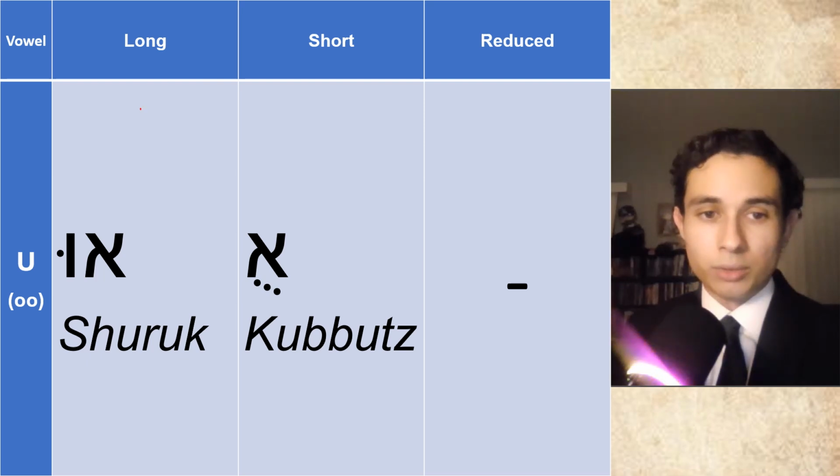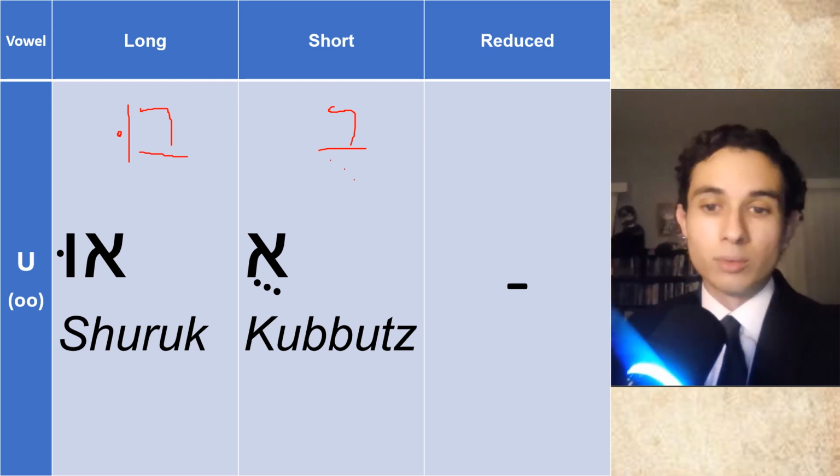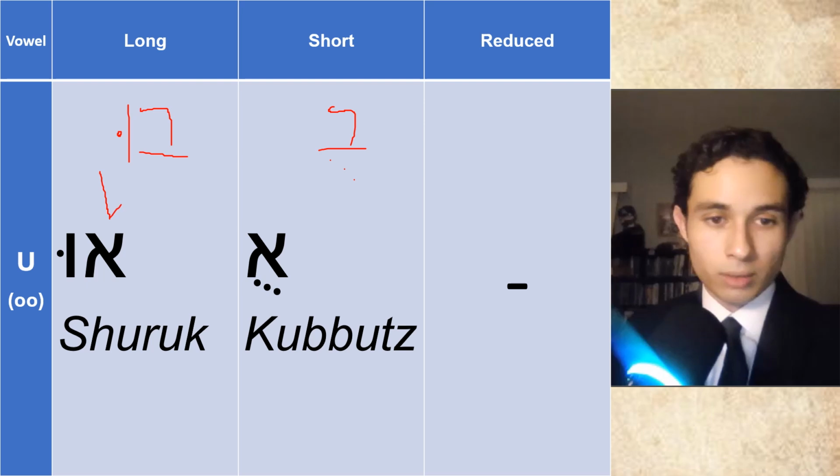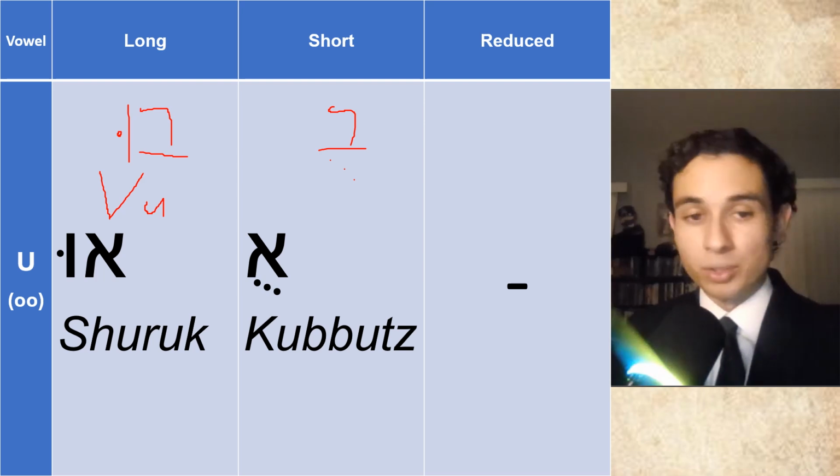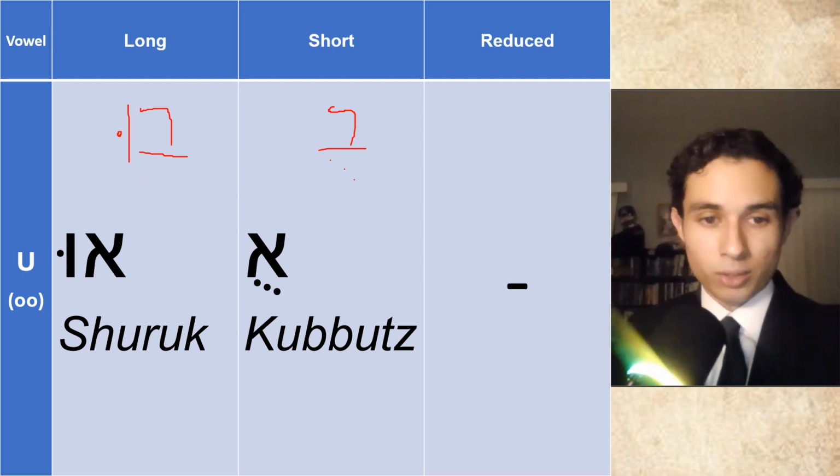Okay, so imagine I was doing a vet and a shuruk. This would be vu, vu. Or what if I did a vet and a kubutz? Vu, again. And if I wanted to transliterate it, the vet and the shuruk, the vav disappears. It's simply there to serve as a vowel marker.